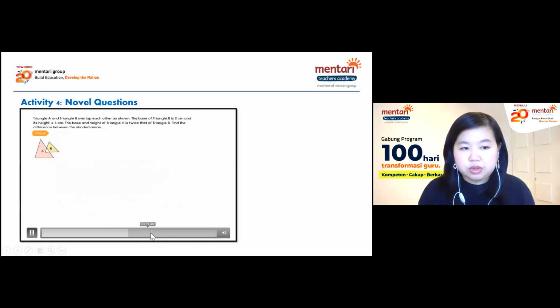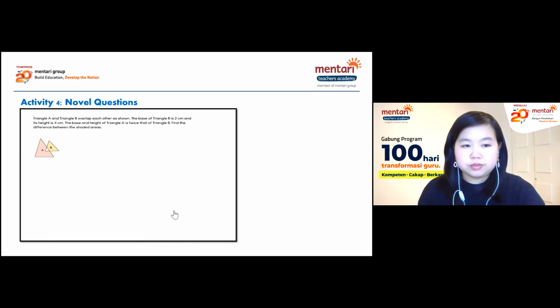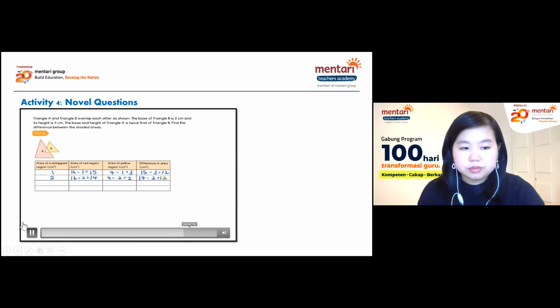And then notice also the way to check. If the area of the overlapped region is 1 square centimeter, then the area of the red region is 15 square centimeters and the area of the yellow region is 3 square centimeters. The difference in area is 12 square centimeters. So that's just for checking.